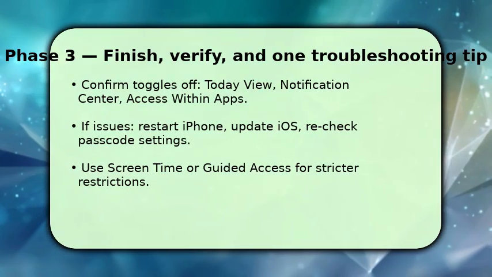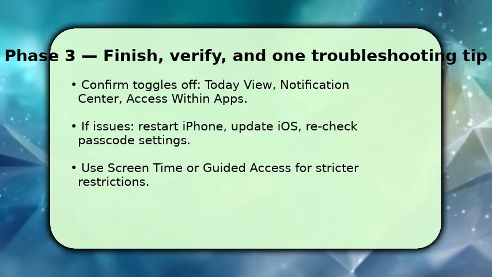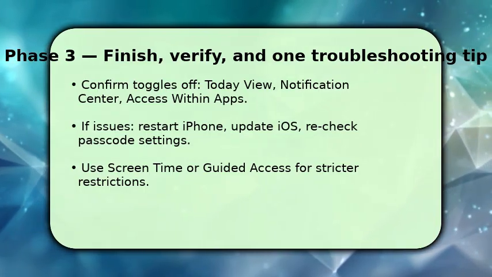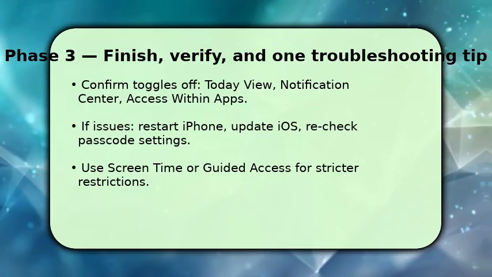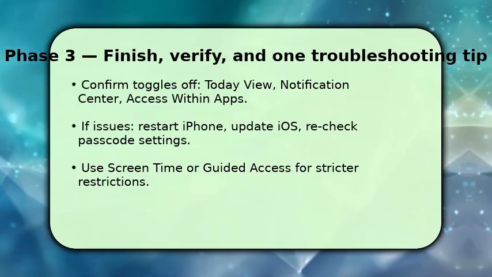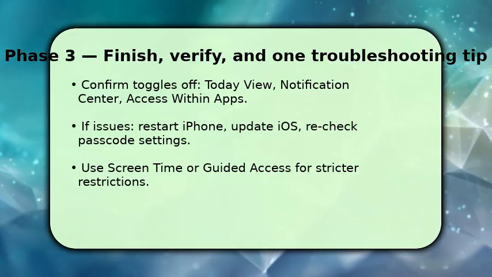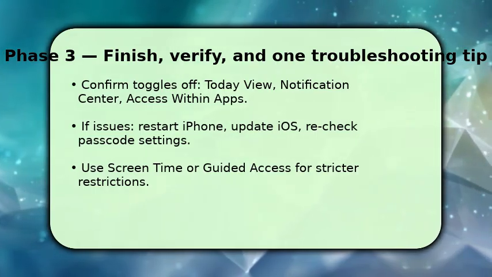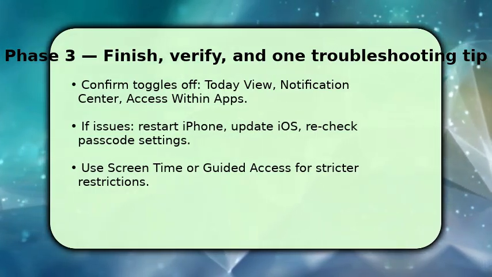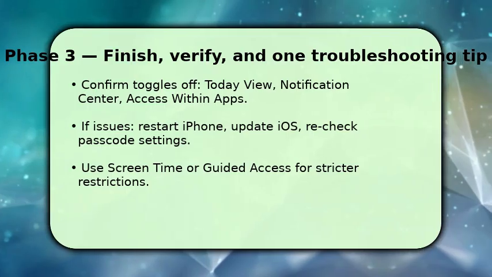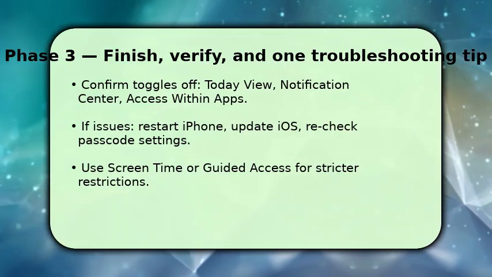Finally, verify your changes. Reopen Face ID and Passcode to confirm Today View and Notification Center are off, and check Control Center's Access Within Apps is disabled. Once done, lock and test the pull-down. It should be blocked. If Notification Center still appears, restart the iPhone, install any iOS update, and recheck passcode settings.